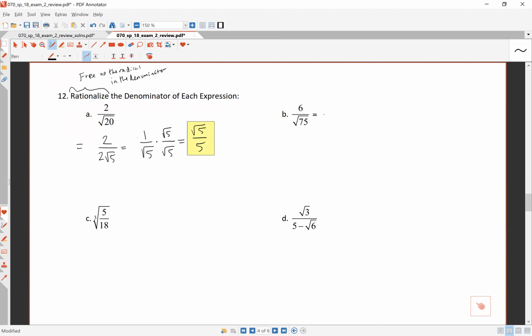In letter B, we simplify the root 75 first. This is 25 times 3. Square root 25 is 5. We have 1 3 under the radical. We need 1 more, so we multiply by root 3. It gives us 6 root 3 over 5 times root 9, which is 3. 3 goes into 3 once, into 6 twice, and we get 2 square root 3 over 5.